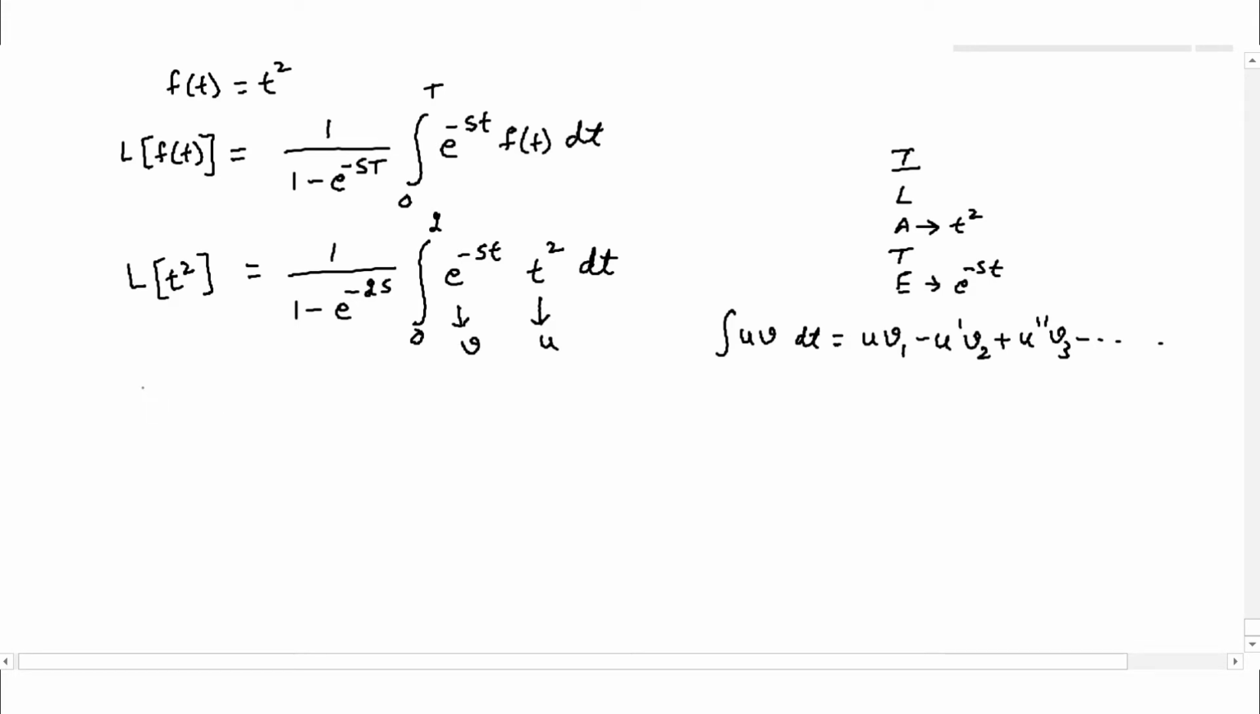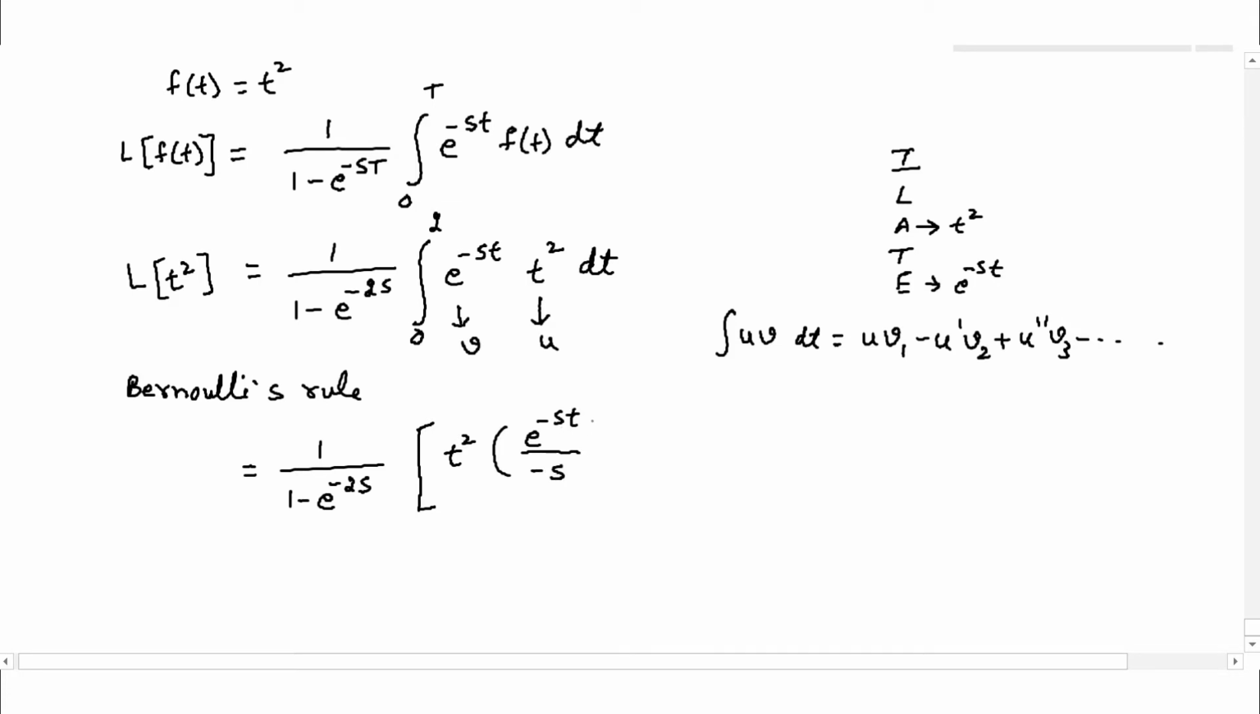So I am applying the Bernoulli's rule. This will be equal to 1 by 1 minus e power of minus of 2s, then u into v1: u value is t square into v1, I have to integrate e power of minus st, so e power of minus st divided by the coefficient of t, which is minus s. Then minus u dash: u value is t square, differentiation of t square will be 2t, into, here the constant that we have is minus 1 by s, so I am taking the constant outside.